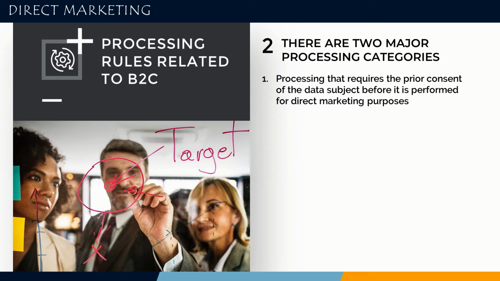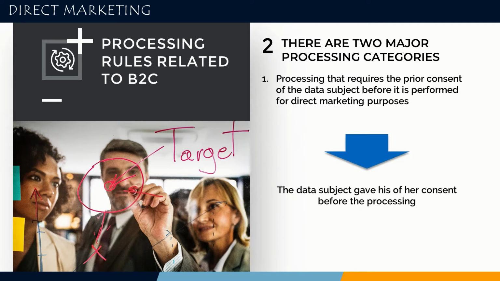The first category covers data processing that requires the prior consent of the data subject before they can be carried out for direct marketing purposes. In this scenario, the data subject said yes. He agreed to be solicited for direct marketing purposes. It is the case, among others, for direct marketing by electronic means, including phone calls made and faxes sent by automated systems. However, there is a well-known exception called soft opt-in.